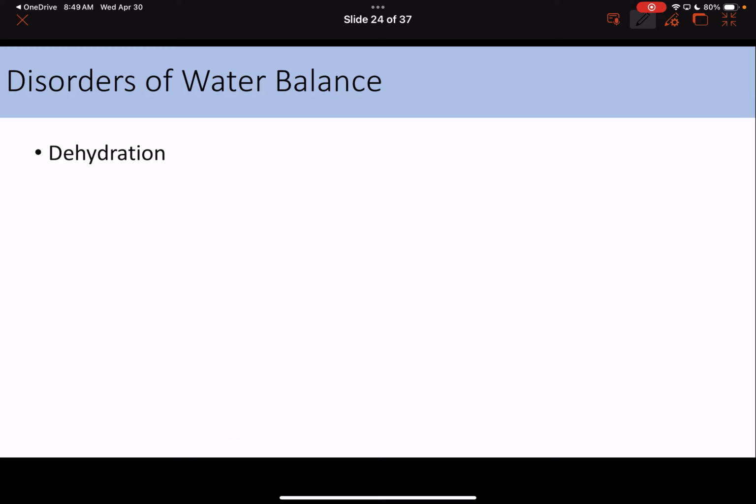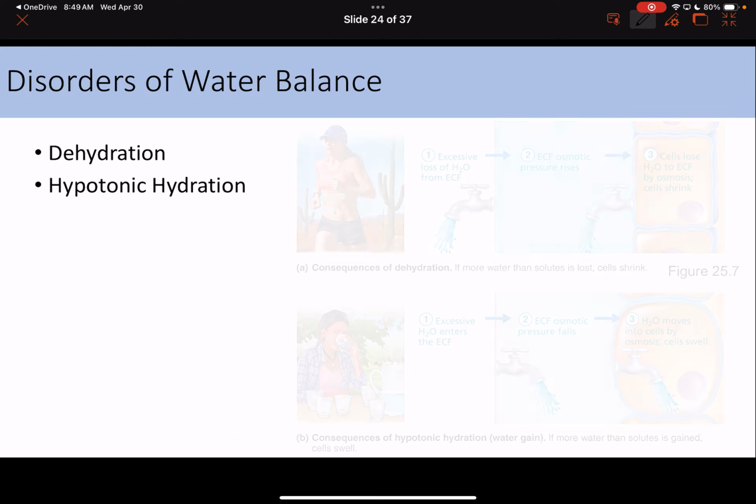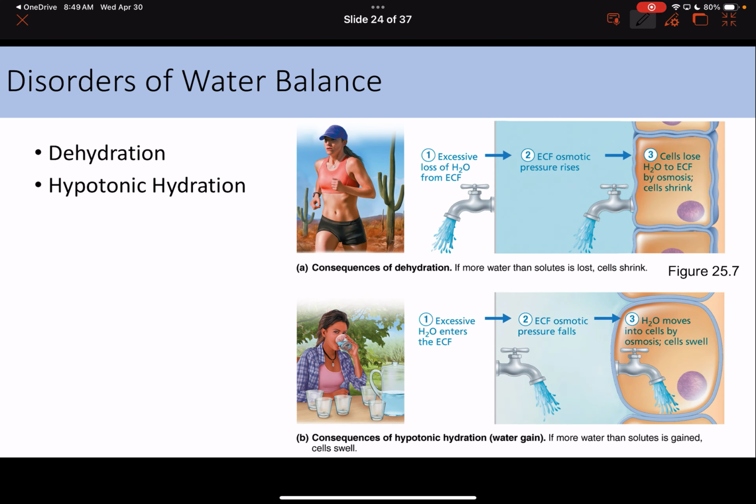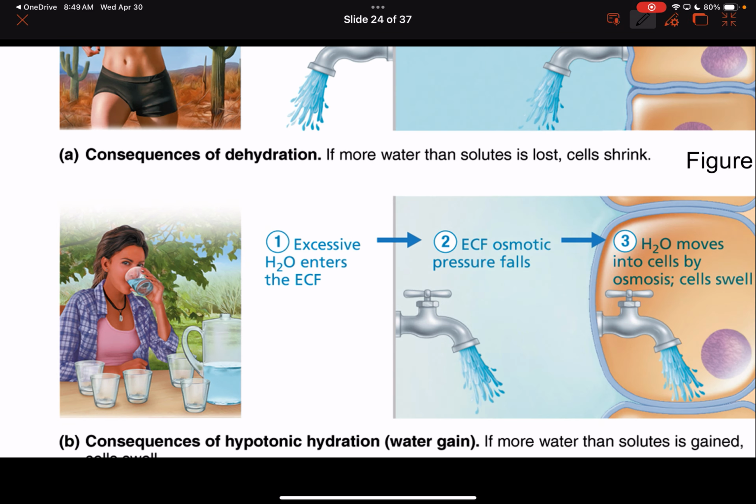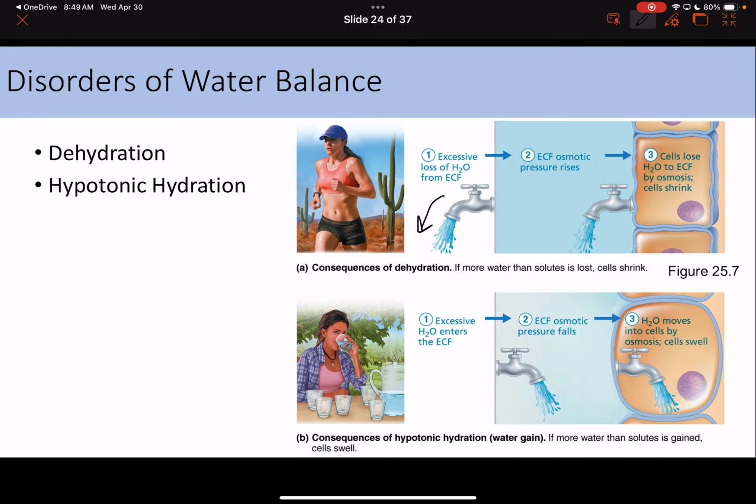Disorders of water balance: dehydration and hypotonic hydration. We'll talk about both of those things. So dehydration, here we have the girl running in the desert again. If you're running in a very hot environment and sweating a lot, what's going to happen is you're losing lots of water from your extracellular fluid because of the sweat. And then the concentration inside your ECF is going to increase. You've just lost water, so it's going to make it more concentrated here.